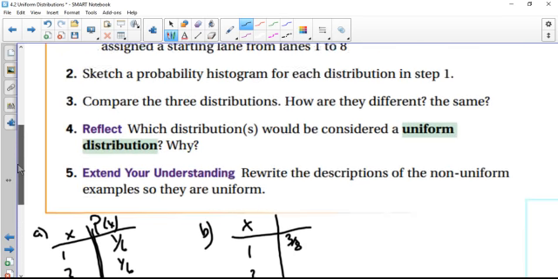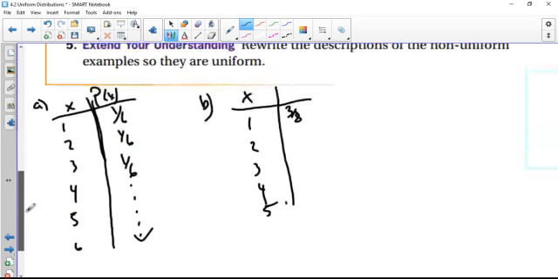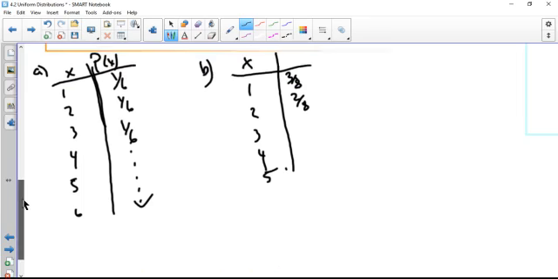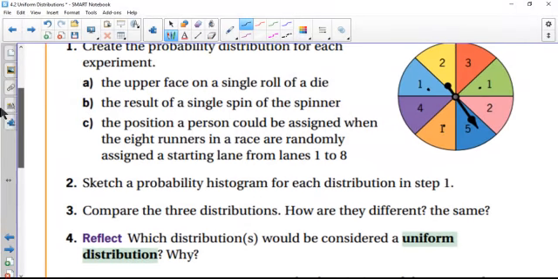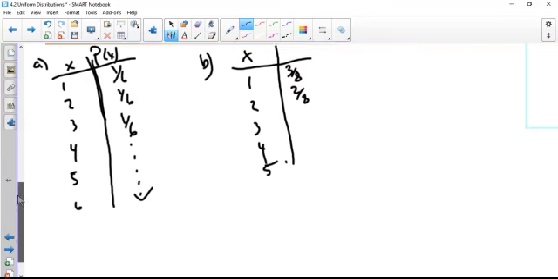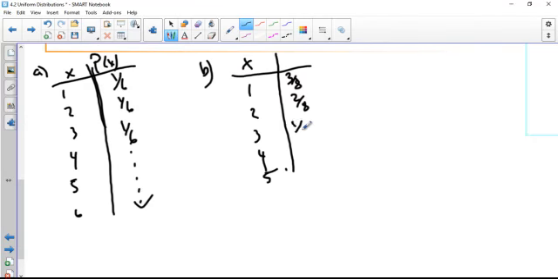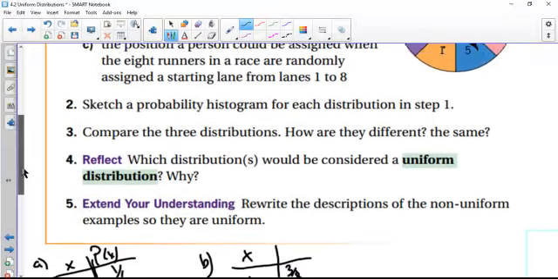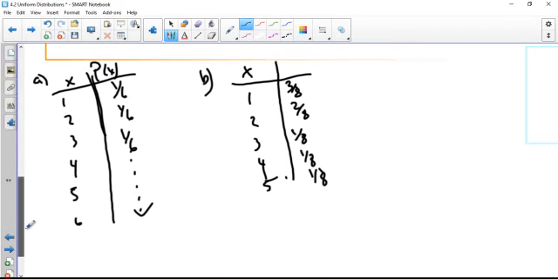The 2 appears twice, so it's 2/8. The 3 appears once, 4 appears once, and 5 appears once. So these are all 1/8. We're going to skip the last one just so I can save time. Sketch the histogram for each of these. So if I were going to, I'm just going to do a rough sketch of them here.